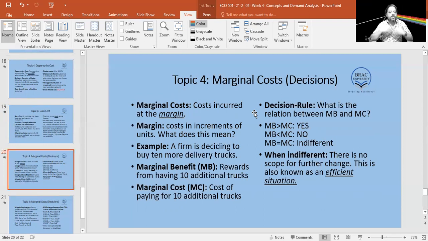If we find that the additional benefit is less than the additional cost, marginal benefit is less than marginal cost, we say no. If we find that marginal benefit is equal to marginal cost, then we are indifferent between the two. That is a definition of equilibrium. That is a definition of an efficient situation. During the discussion class, we're going to look at various dimensions of these 3 conditions: marginal benefit greater than marginal cost, marginal benefit less than marginal cost, marginal benefit equal to marginal cost.